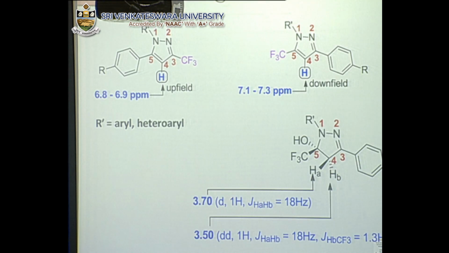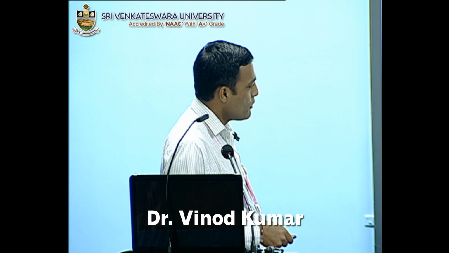These compounds, trifluoromethyl pyrazoles, can be easily distinguished on the basis of proton NMR spectroscopy. See here, this proton plays an important role in distinguishing these isomeric pyrazoles. If this CF3 is present at position 3, then this proton signal appears in the range 6.8 to 6.9 ppm. However, in the case of 5-trifluoromethyl pyrazole, this signal appears somewhat downfield. So, on this basis, we can easily distinguish these two isomeric compounds. And in the case of the hydroxypyrazolines, we obtained peaks at 3.7 doublet and 3.5 doublet of doublets due to these diastereotopic protons.